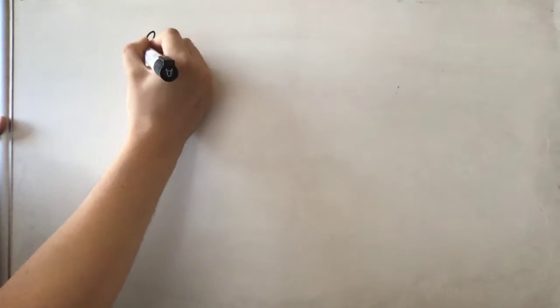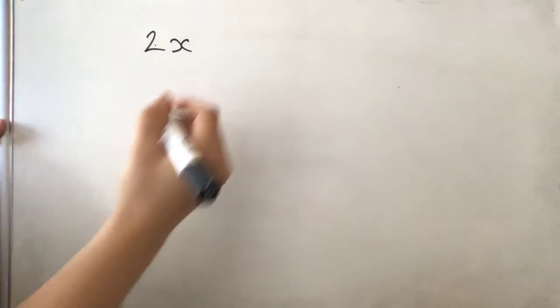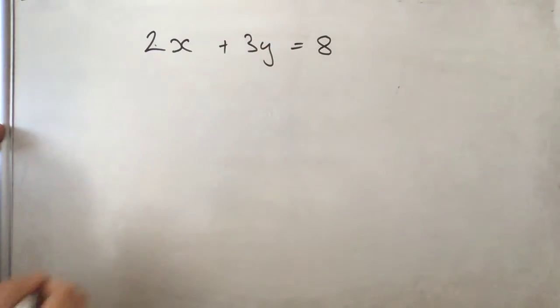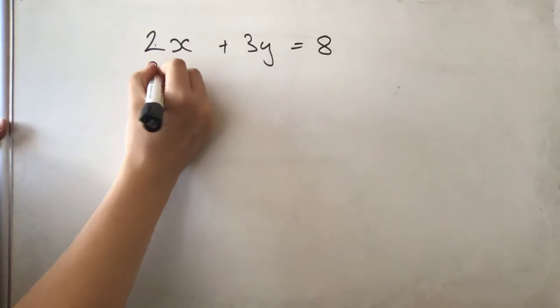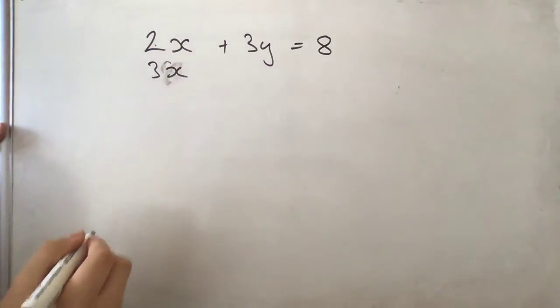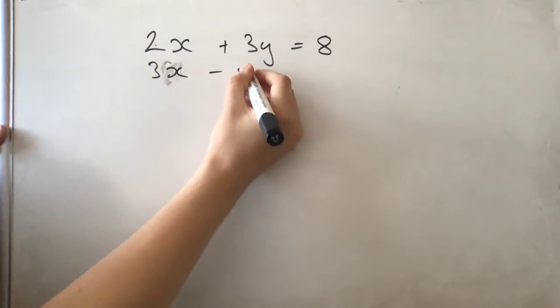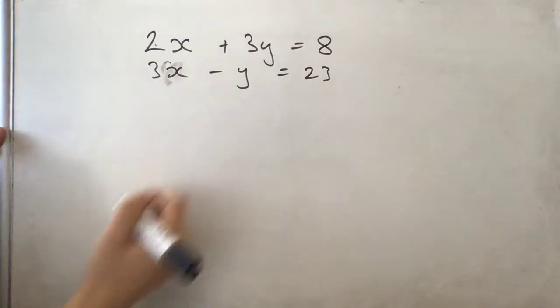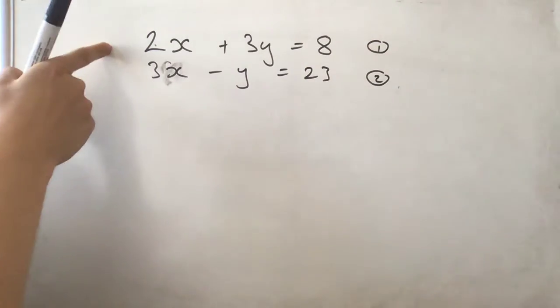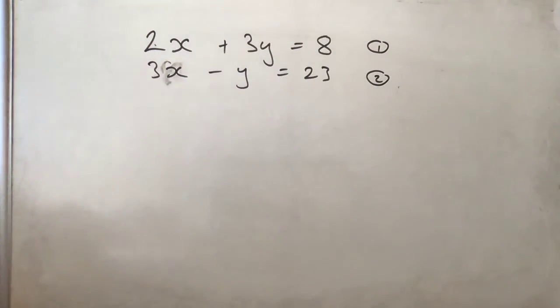So let's say we have 2x plus 3y equals 8, okay? And we've got 3x, oh, that's a y, 3x minus y equals 23, okay? And we're going to label this our first one, and this is our second one. So our first linear equation and our second linear equation.